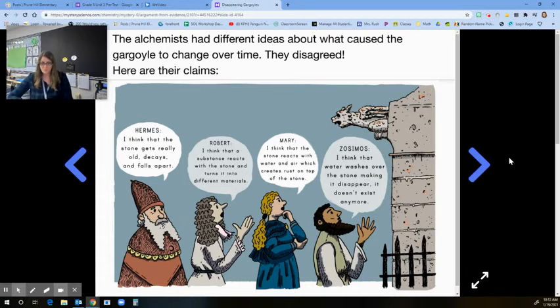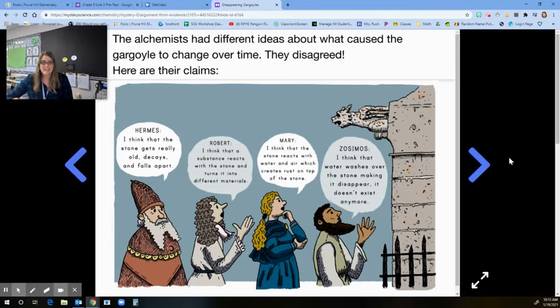So we are going to refer back to these 4 alchemists, and you're going to get a little printout to put in your journal as well later this week when you get your folder pickup. And each time we go through a mystery or a lesson, we'll refer back to what they think.